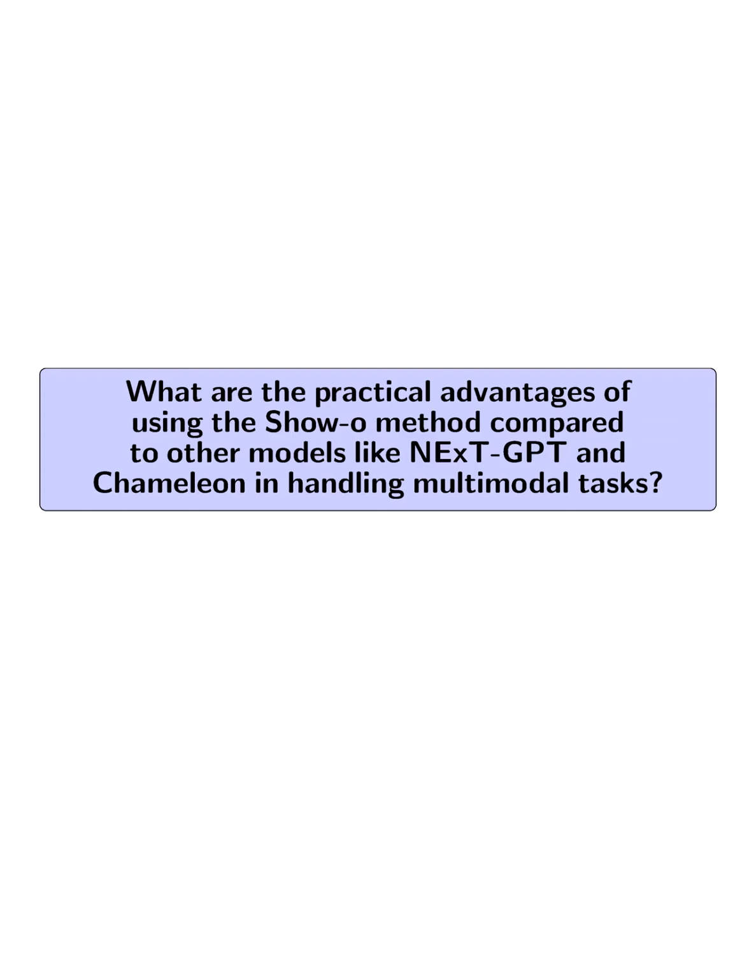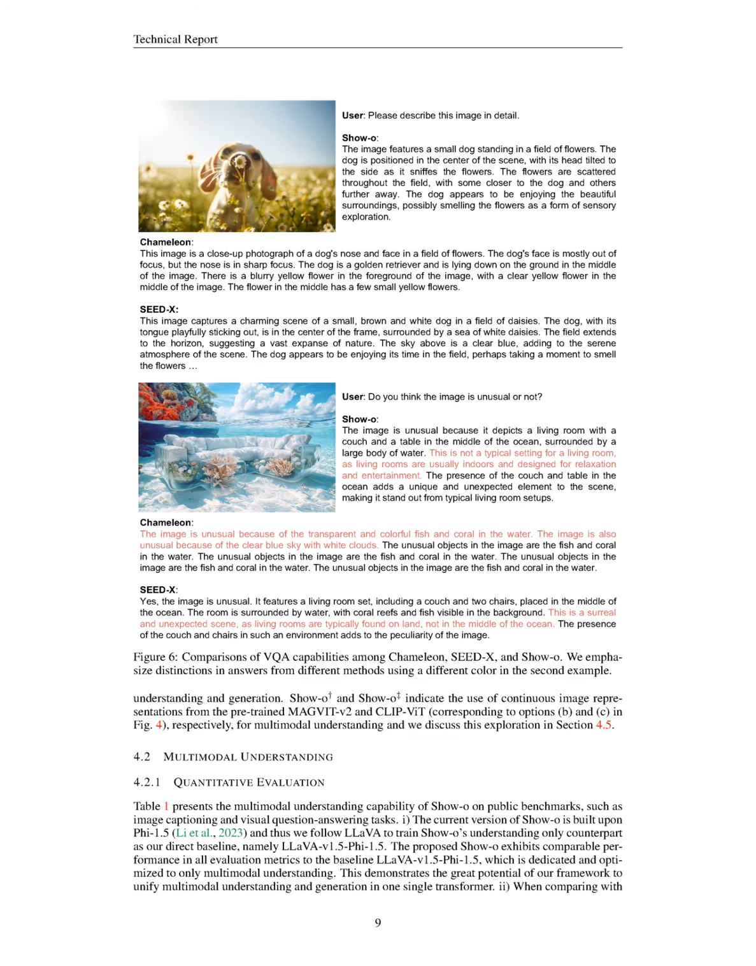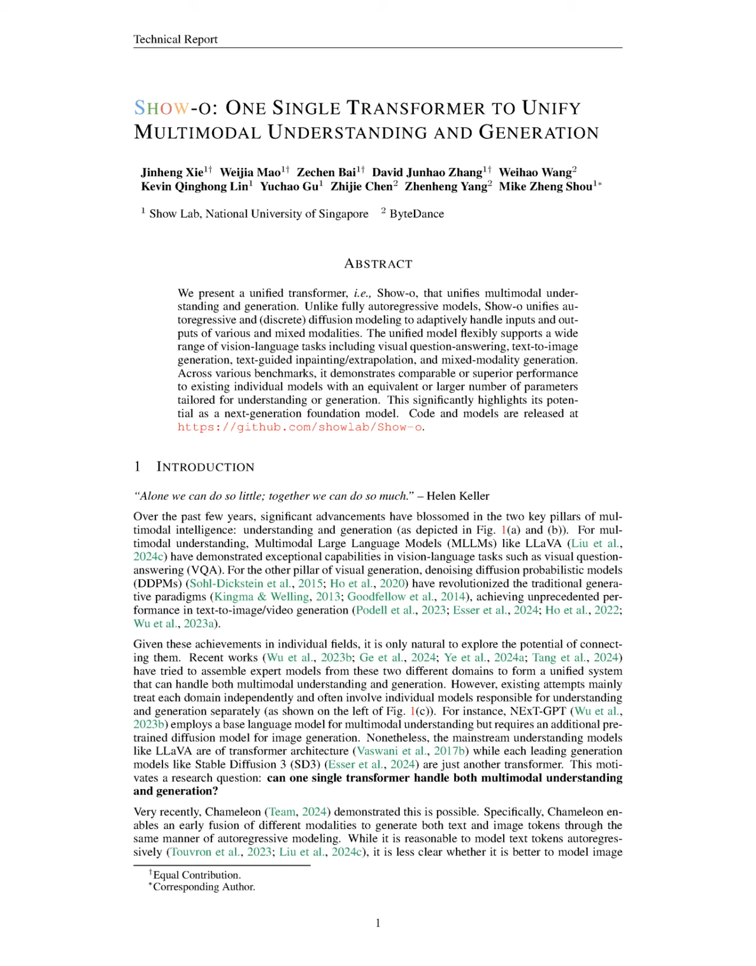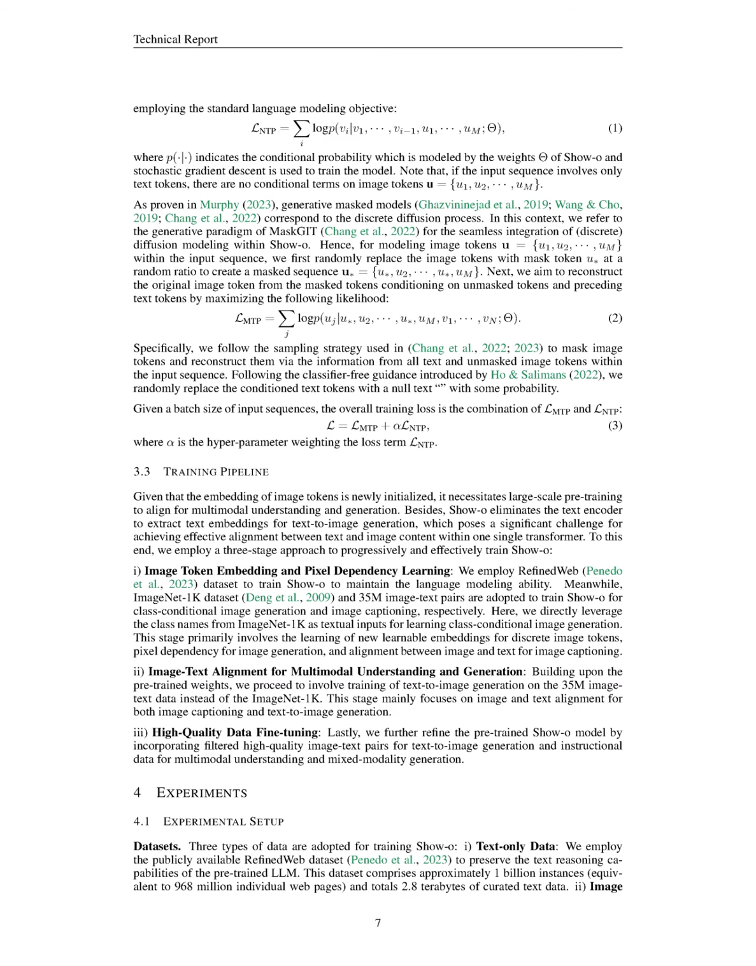What are the practical advantages of using the SHOW method compared to other models like NextGPT and Chameleon in handling multimodal tasks? The SHOW method offers several practical advantages over models like NextGPT and Chameleon in handling multimodal tasks. Firstly, SHOW unifies both multimodal understanding and generation within a single architecture, unlike NextGPT, which requires separate models for understanding and generation. This integration allows SHOW to process text and image tokens simultaneously, enhancing efficiency.